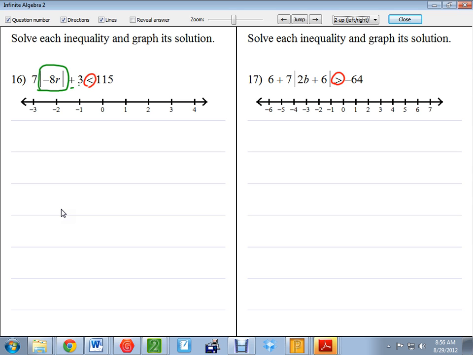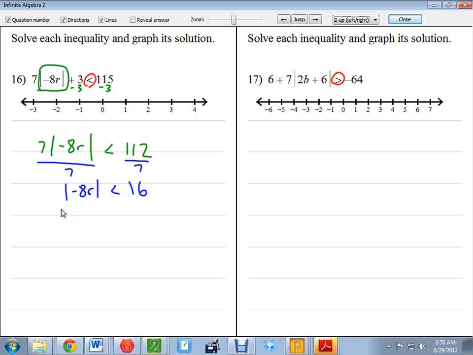So for number 16, we're going to subtract 3 from both sides of the equation, giving me 7 times the absolute value of negative 8r, close the absolute value bars, is less than 112. Then we again get the absolute value bars by themselves, so we divide both sides by 7. And 112 divided by 7 is 16. The less than sign stays the same since we did not divide by a negative. And that is the absolute value of negative 8r is less than 16.